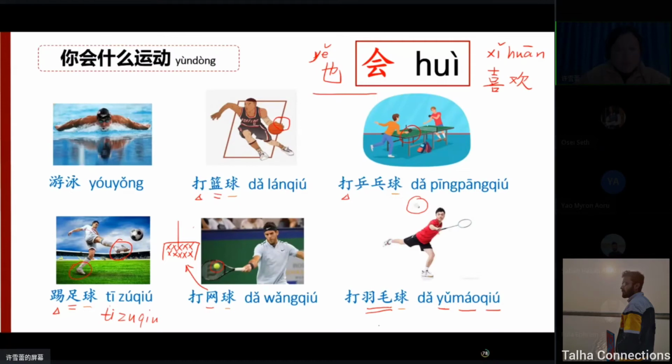我喜欢篮球，我喜欢乒乓球，我喜欢足球，我喜欢网球，我喜欢羽毛球. Got it? If you like playing these sports, you will use the verb and the sport. If you just like the sport, maybe you don't really play it, you just say the term of the sport.